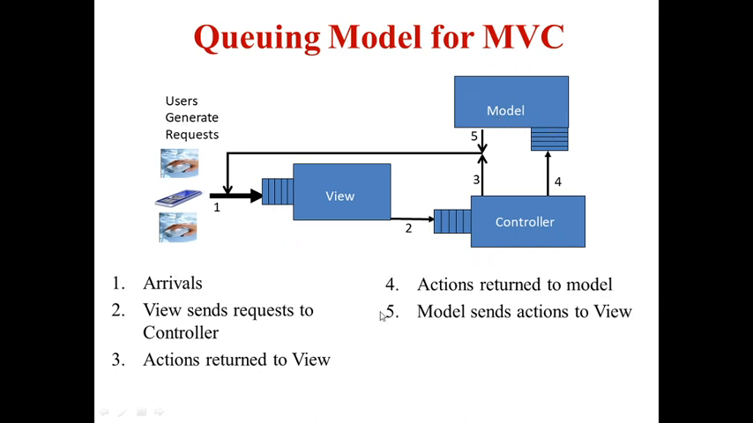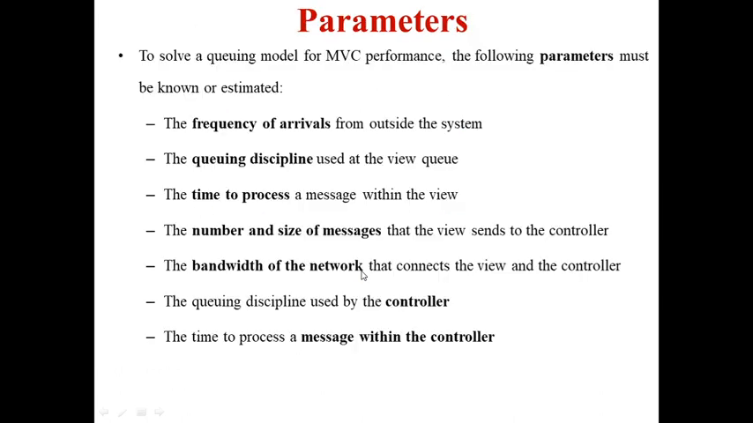So that is only here in the 1, 2, 3, 4, 5. 1 will be the arrivals, 2 will be the send request to the controller, 3 will be the action return to view. Okay, once it has been viewed, then it has to be returned to the view if it is not done in a proper manner. And the actions return to the model. In case there is any problem, it has to return to the model. Then model sends actions to the view. This is called as queuing model for MVC.